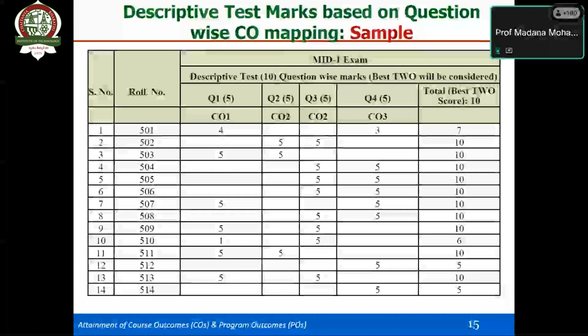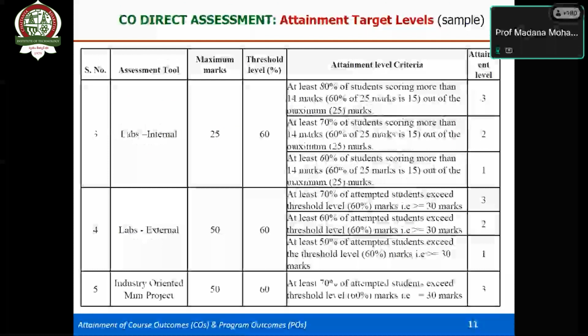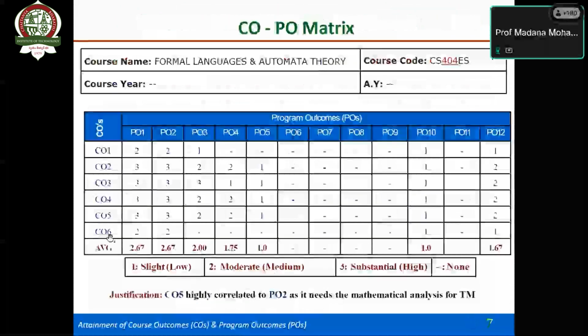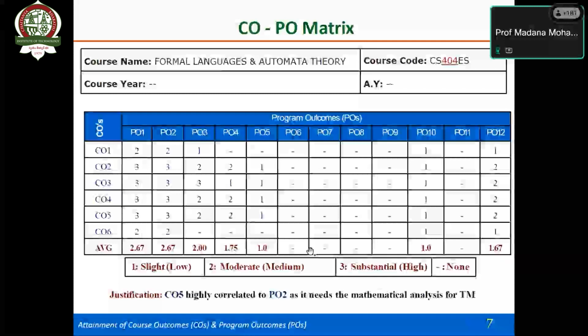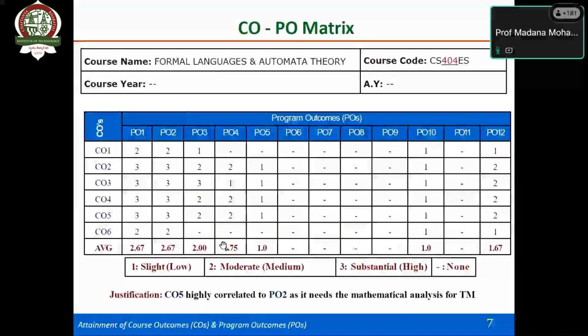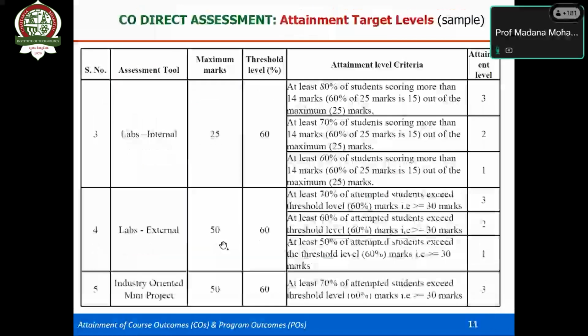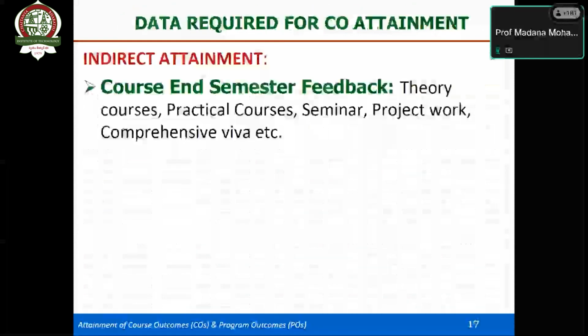Initially, we have seen that COPO matrix. Here you can see these are the weighted average values. Program level mapping levels you can include. Weighted average levels you can include. 2.67, 2.67 and so on. With this, how to compute PO attainment? Let us see.